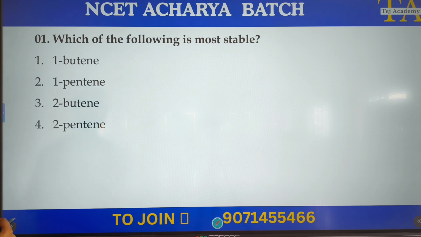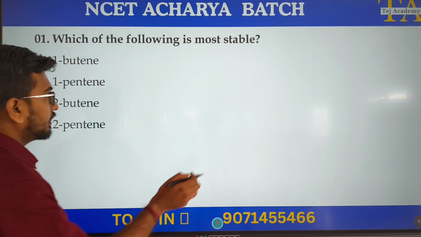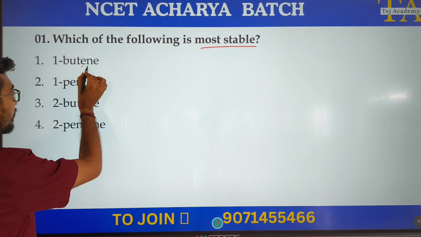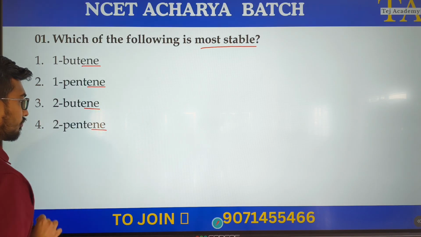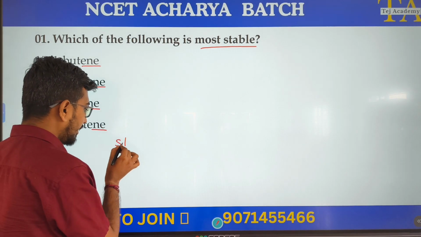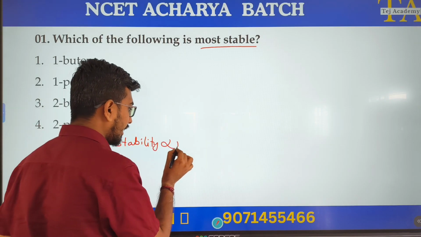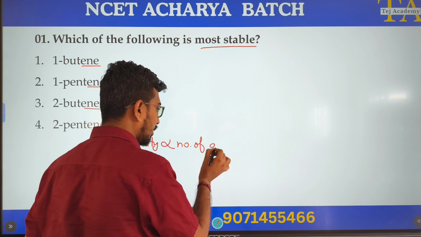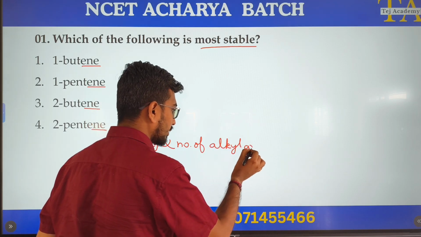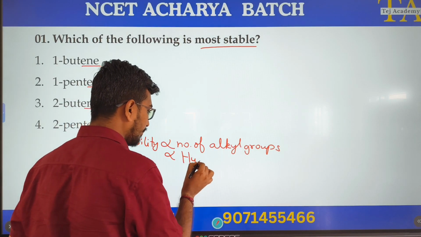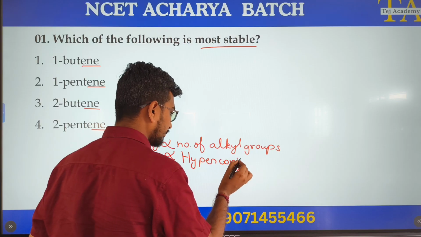Which of the following is most stable? 1 butene, 1 pentene, 2 butene, 2 pentene. See here, most stable. So all the options, if you observe, are present in alkene form. So we know that the stability of alkene is directly proportional to the number of alkyl groups, or we also know that it is directly proportional to hyperconjugation.